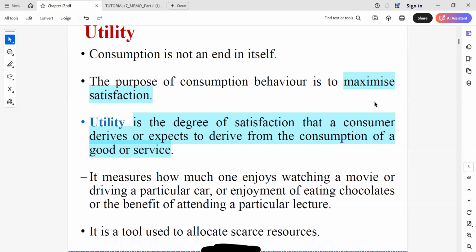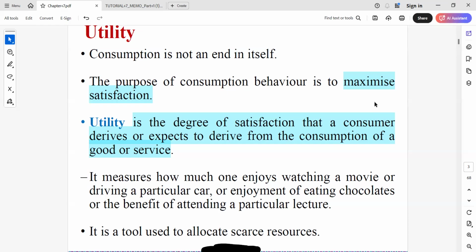Trying to measure your satisfaction, we might say that from consuming the first burger, your satisfaction was high. Then from consuming the second burger, maybe your satisfaction was also high, but not as high as the first burger. Your third burger, your satisfaction was maybe medium, and so on.